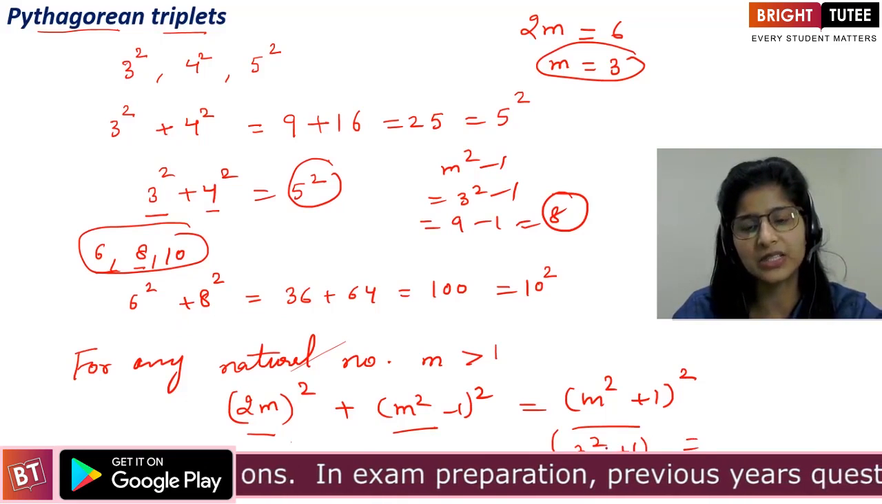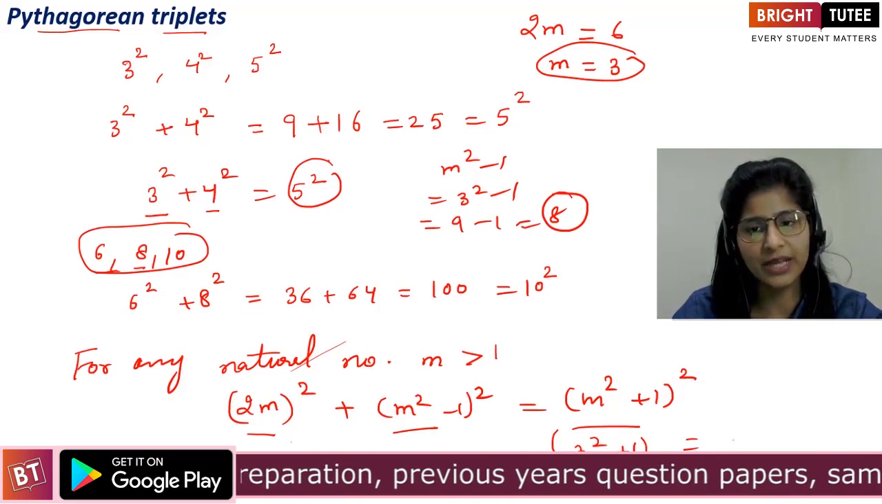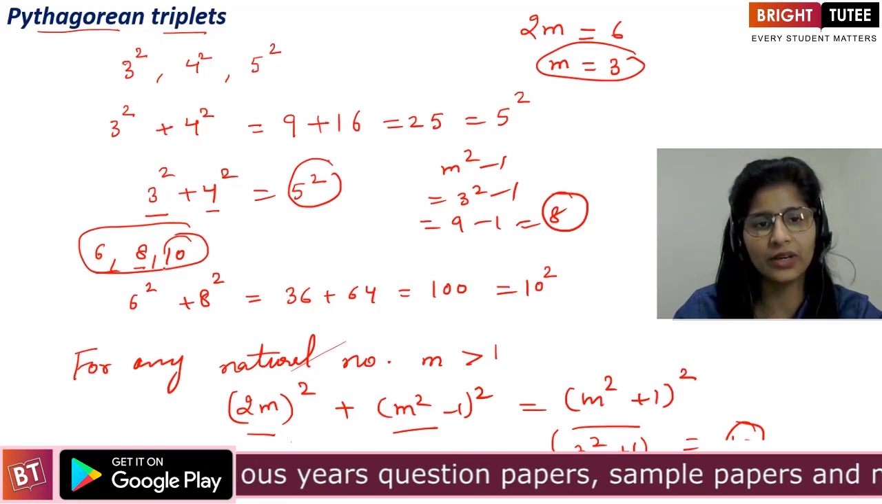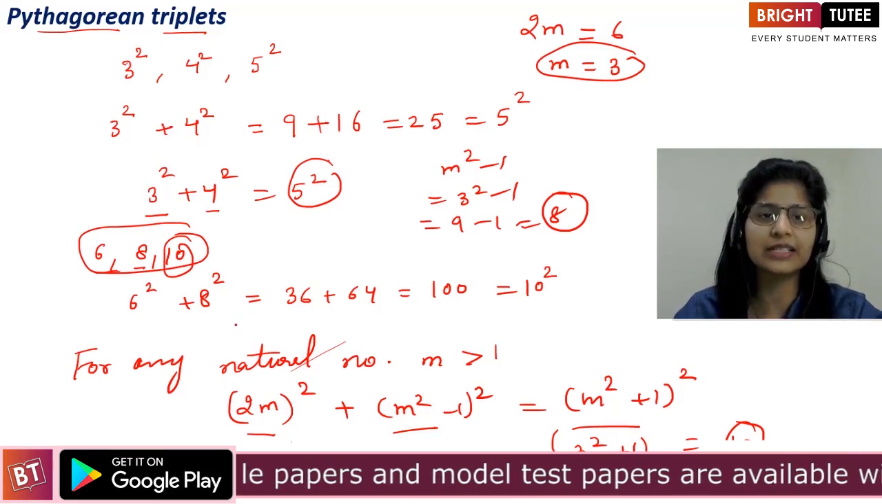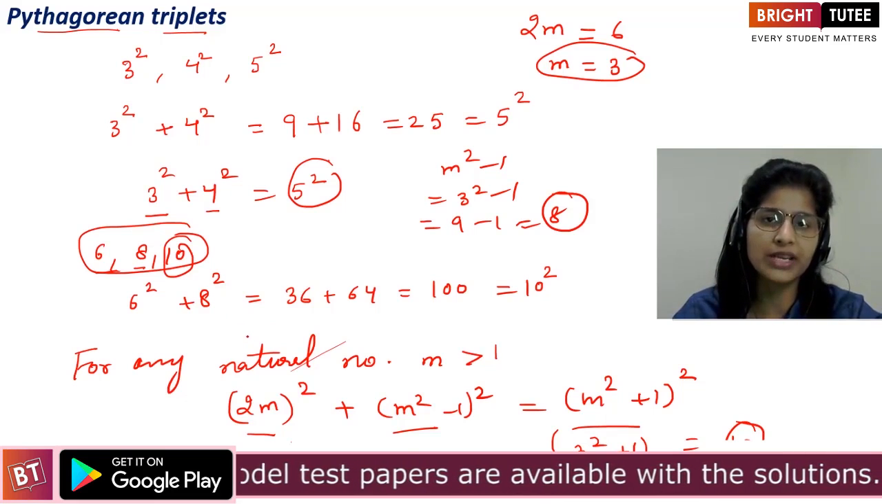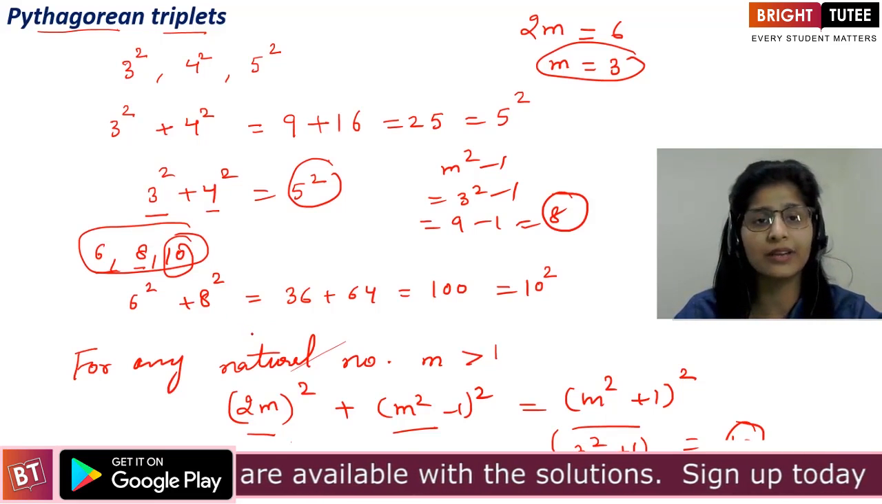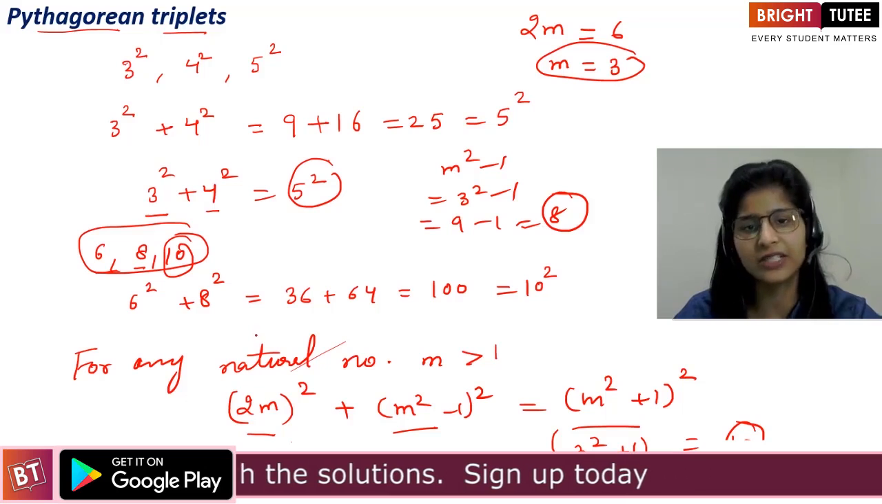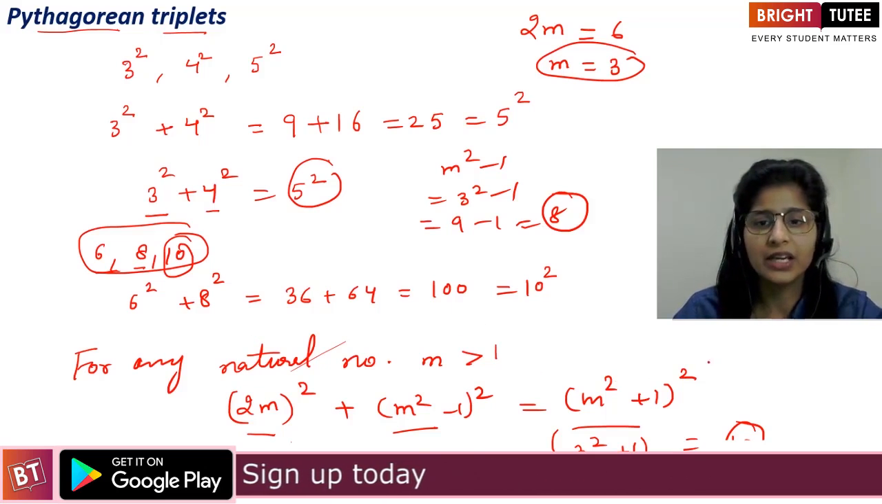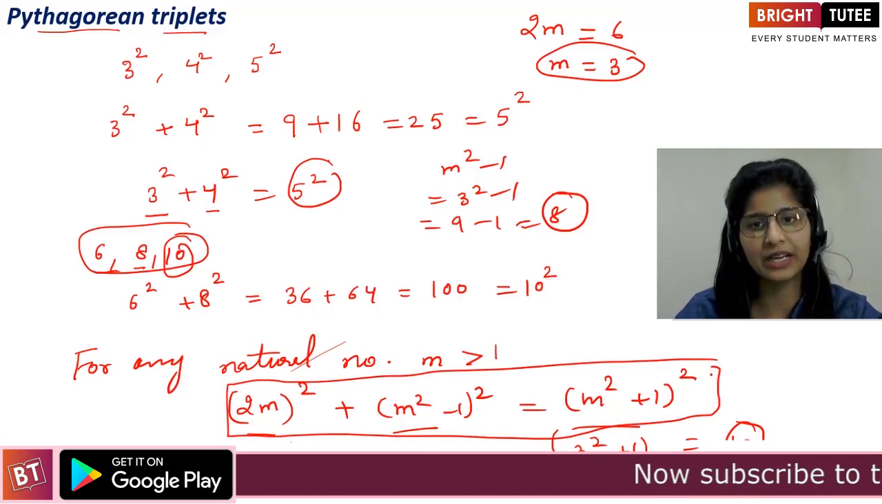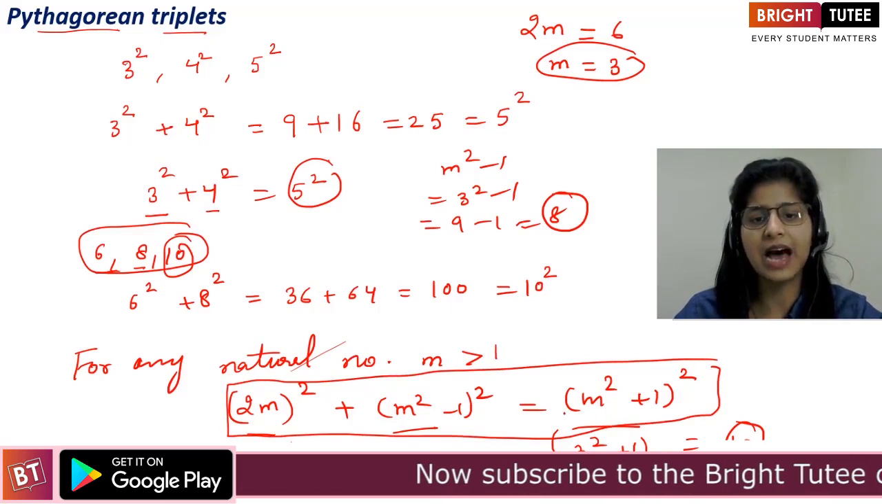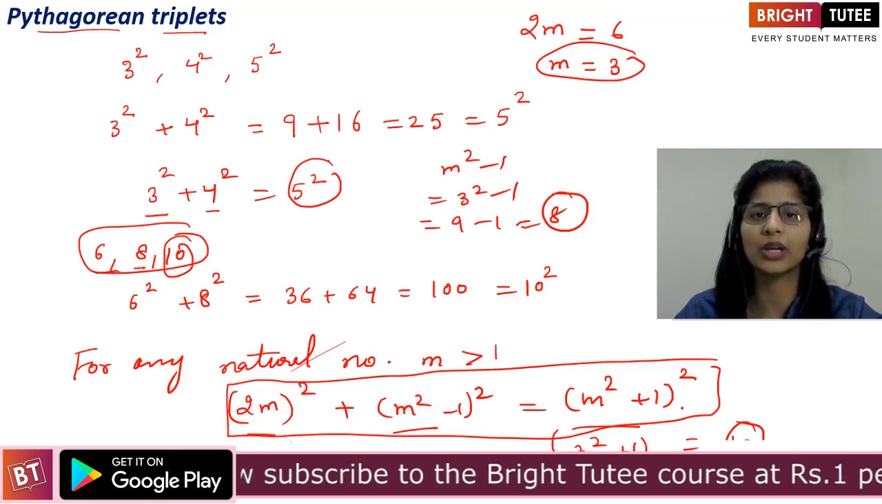What will you get? 3 square is 9 plus 1, it is 10. So we are getting the third one also. Clear? So like this, whenever three numbers are given and it is said that they are Pythagorean triplets, or 1 is given, 2 is given, or we have to verify that they are Pythagorean triplets. If all three are given, we can use this general result to find. Clear? Keep this in mind. These are the three Pythagorean triplets.